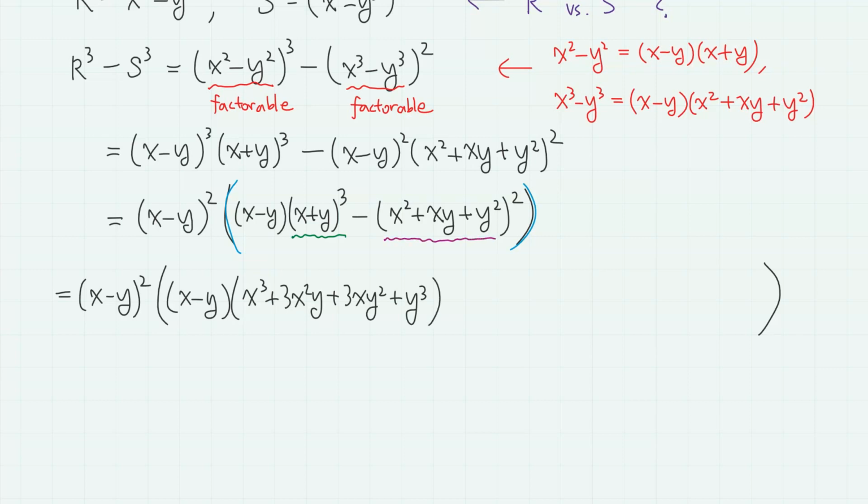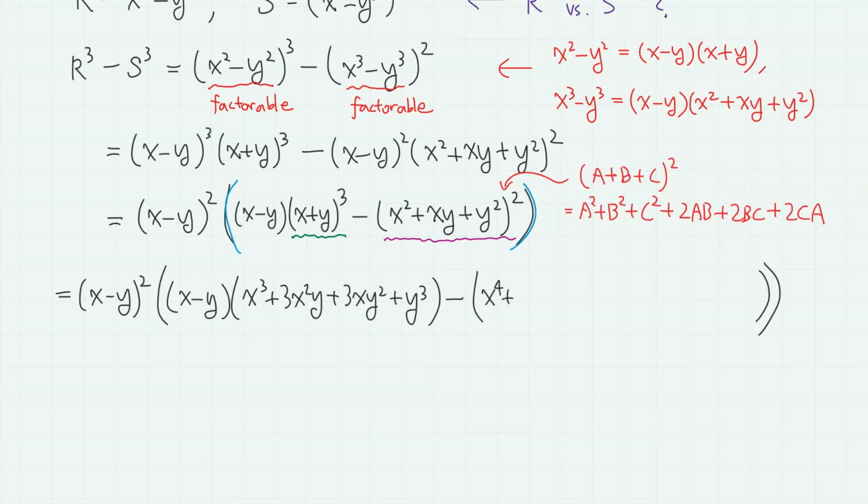And for the expansion of (x squared plus xy plus y squared) squared, we use this formula to obtain x to the power of 4 plus x squared y squared plus y to the power of 4 plus 2x cubed y plus 2xy cubed plus 2x squared y squared. And then we have to expand this part, which will give 8 terms.